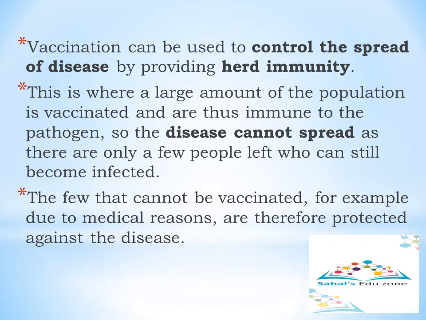Vaccination can be used to control the spread of disease by providing herd immunity. This is where a large amount of the population is vaccinated and are thus immune to the pathogen. So the disease cannot spread as there are only a few people left who can still become infected. The few that cannot be vaccinated, for example, due to medical reasons, are therefore protected against the disease.